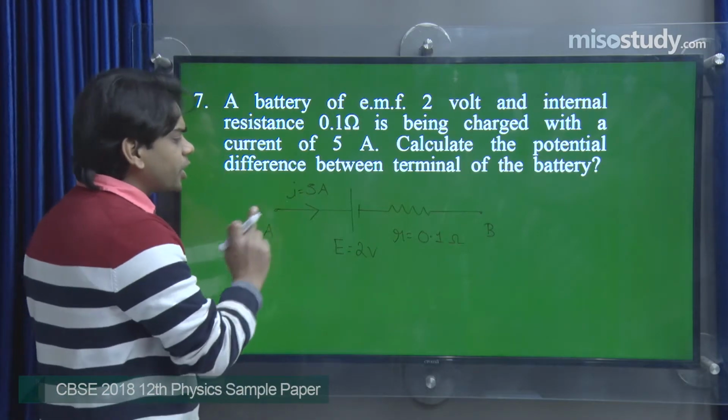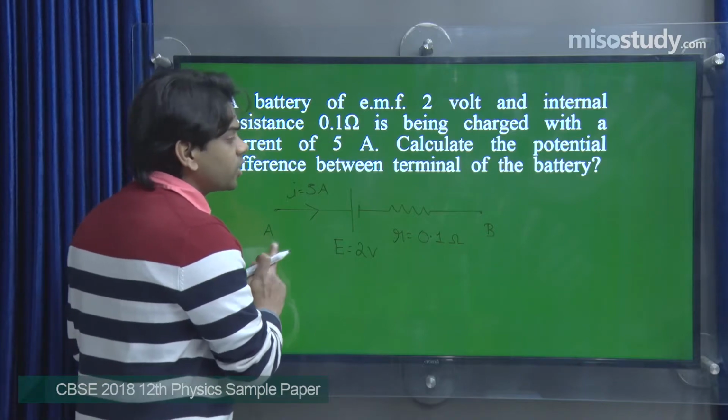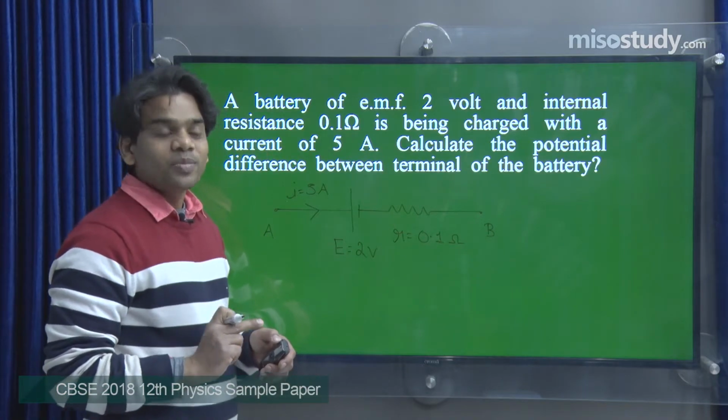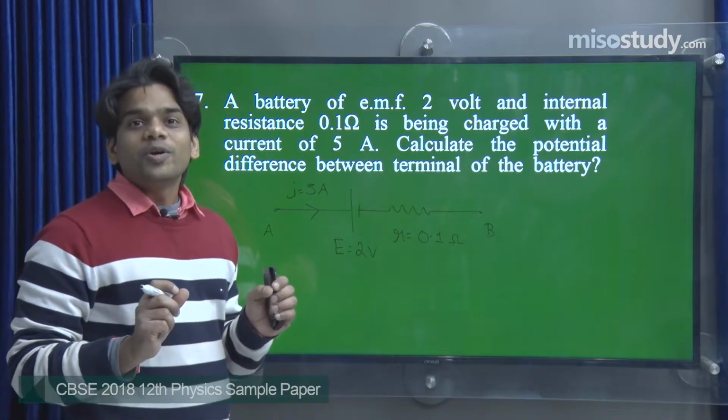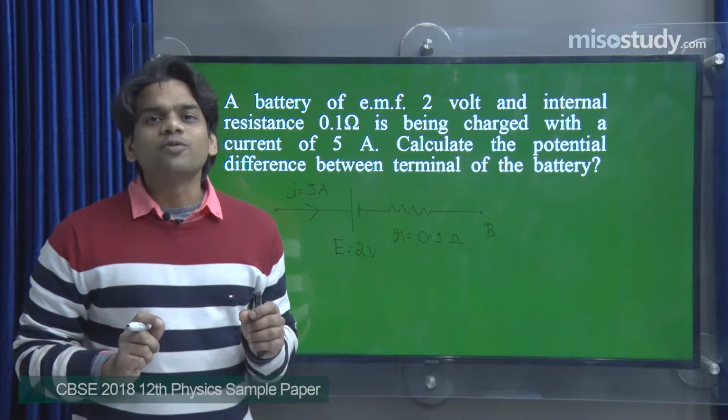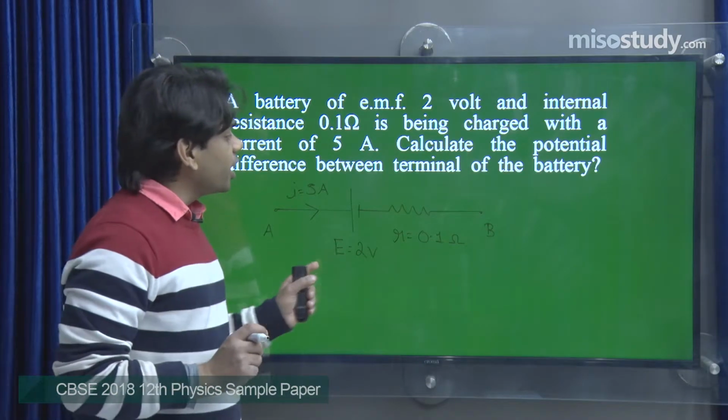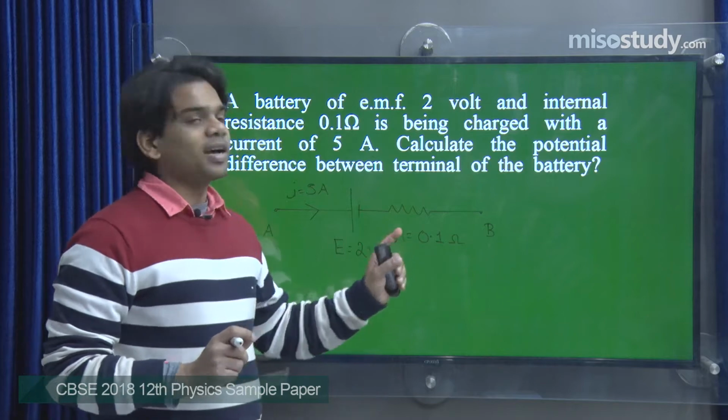So now let me write down the potential difference across terminals A and B. Here, generally where students get confused, they write V_AB is equal to E minus IR.